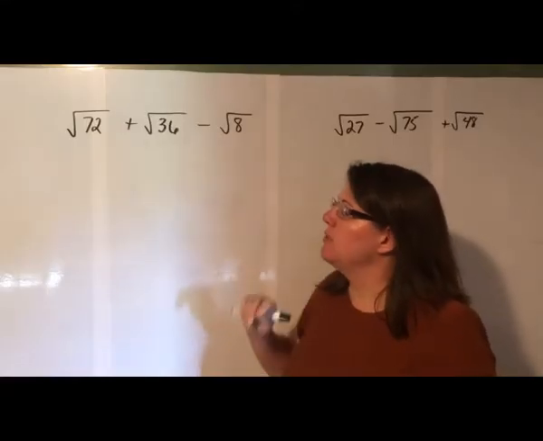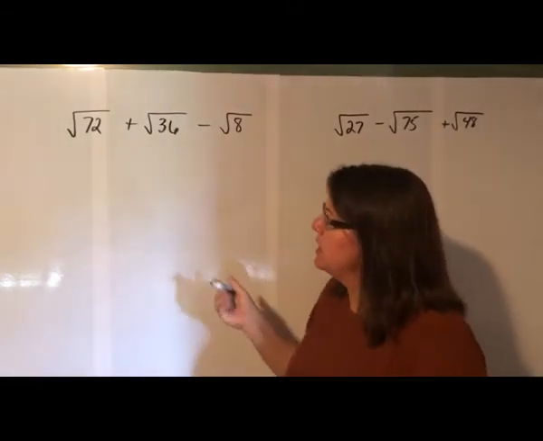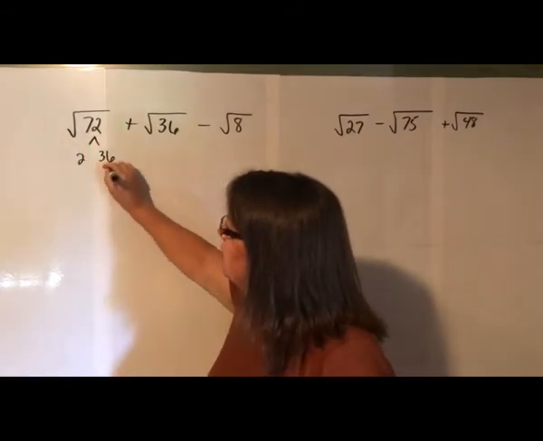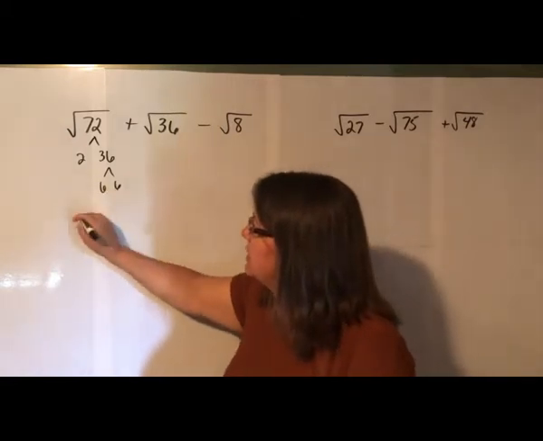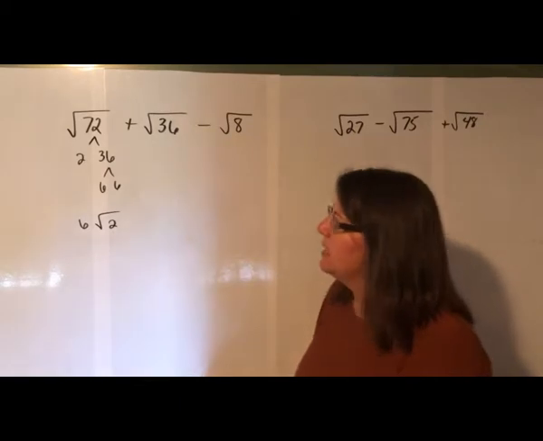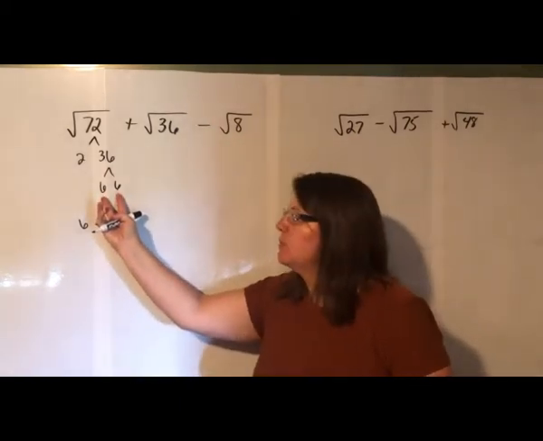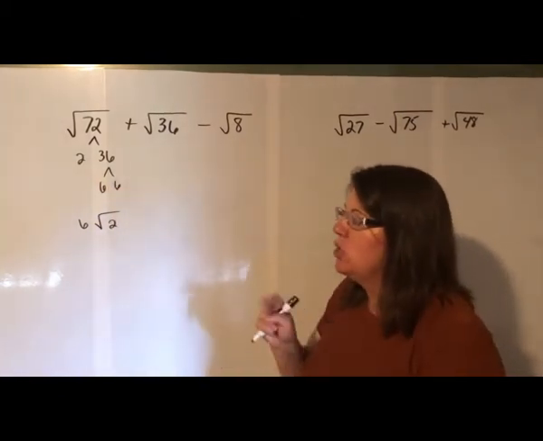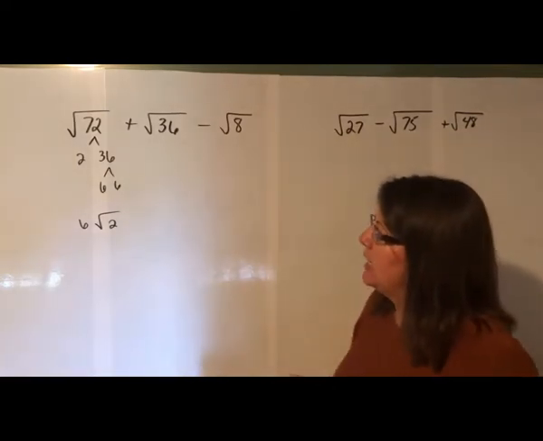This one has 3 terms instead of 2. We're going to do it the same way. The square root of 72, if I break that down, that's 2 times 36. 36 is 6 times 6. So I can bring a 6 out. Anything that shows up twice can be brought out. Square root of 2 is left inside. It is okay to bring things out like this. This does not have to be simplified completely to be able to bring it out. As long as you have something show up twice, you can bring it out immediately. You don't have to expand it all the way down.